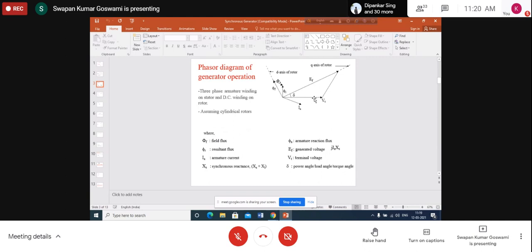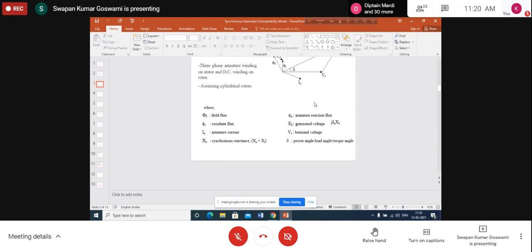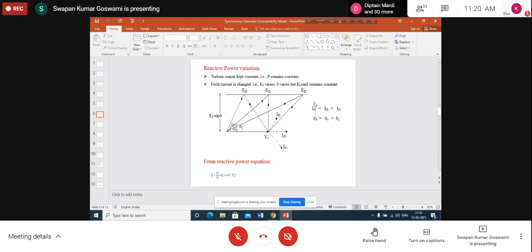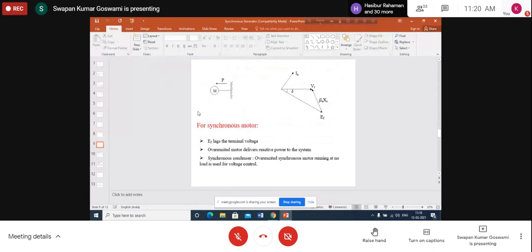EF leads VT. In case of a motor, what happens? The motor will be drawing power from the system. The motor terminal is connected to the system. That means VT will be supplying power inside the machine. And what is the voltage inside the machine? That is the induced voltage EF. So VT now will lead EF. Is it clear why VT will lead EF? Because active power is flowing from the power system bus to the motor. The motor is drawing active power.